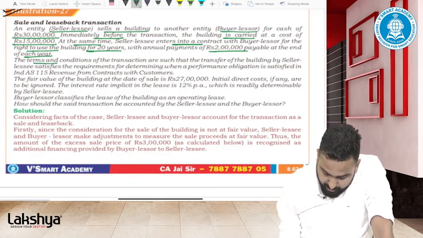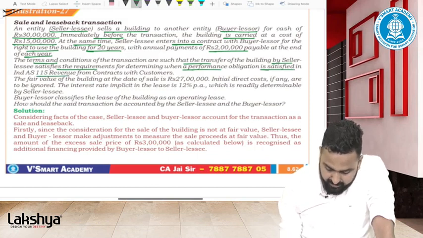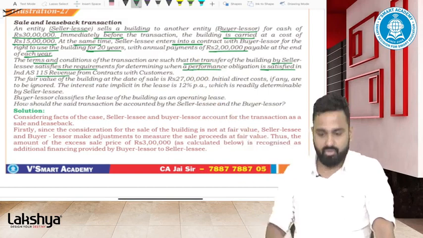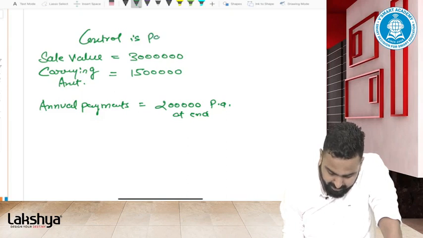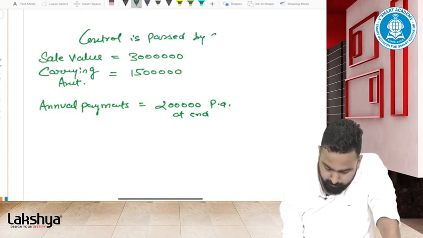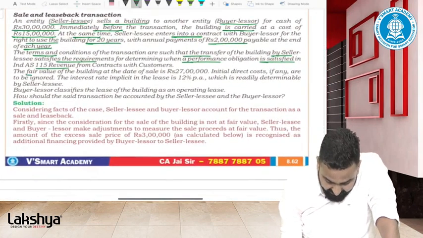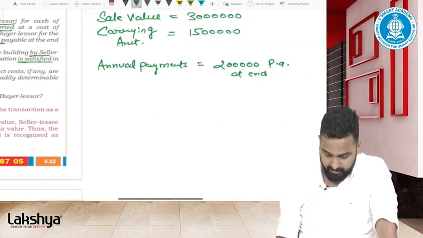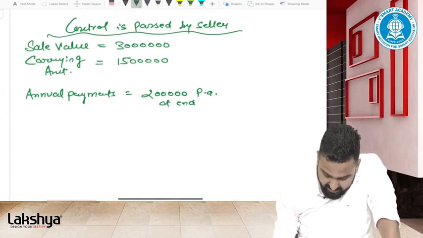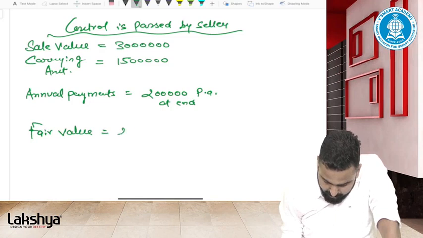The terms and conditions of the transaction are such that the transfer of the building by the seller satisfies the requirement of determining when a performance obligation is satisfied in Ind AS 115. That means the control is passed on by the seller. The fair value of the building at the date of sale is 27 lakh. Now the sale is 30 lakh. The fair value is 27 lakh.